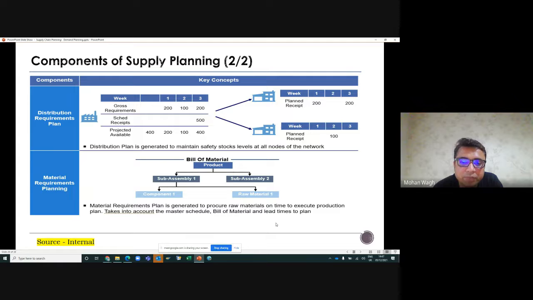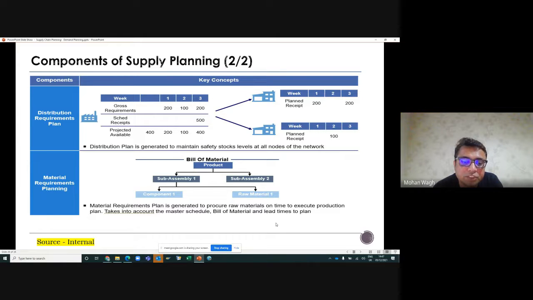So sub-assembly one and two come in supply planning or demand planning. Supply planning is all about what to produce, what time frame we need to produce in, where to produce, and what kind of raw materials or components are required. Those are really complex calculations depending upon your bill of material and the product complexity.